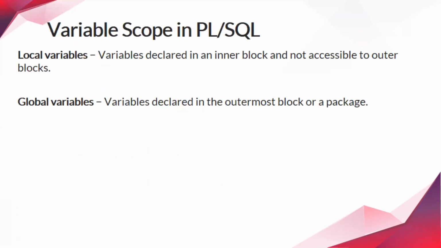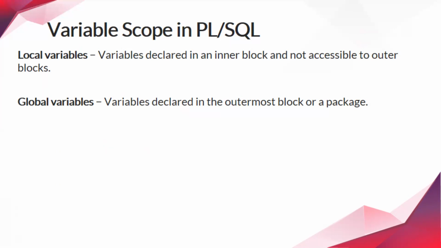So similarly, variable scope is the lifetime of your variable, right? Whenever we use an inner variable in an inner block, it cannot be used in an outer block. That is called a local variable. When you declare the variable in an outermost block or package, it can be called a global variable and it can be used anywhere in your program. This is the scope of your variable in PL/SQL, like your normal programming languages. A similar thing is applicable for PL/SQL also.